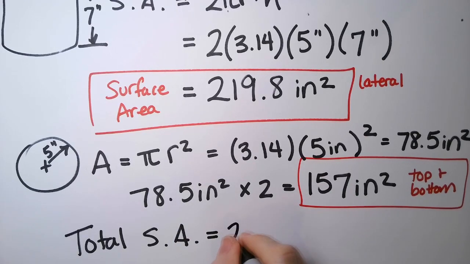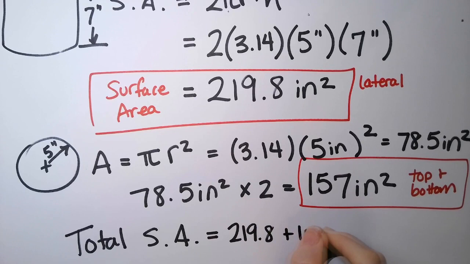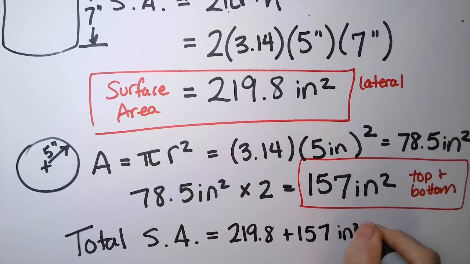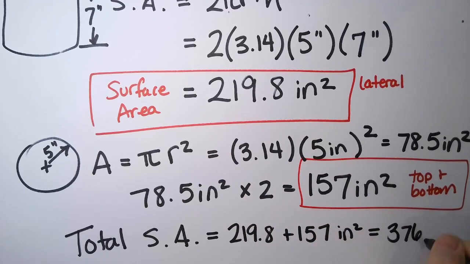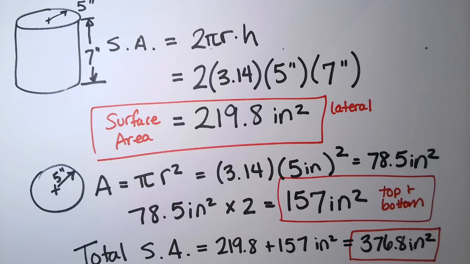So my total surface area is 219.8 plus 157, and this is inches squared, is 376.8 inches squared. So for the whole thing.